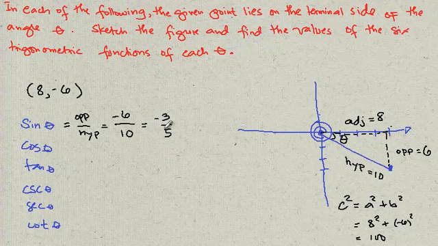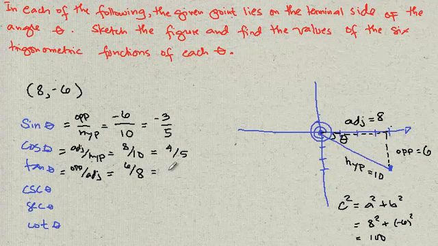How about the cosine? Adjacent over the hypotenuse. In this case, adjacent is 8 and hypotenuse is 10. The 8 is positive, so we have 4 over 5. Tangent is simply opposite over adjacent. The opposite is negative 6 and the adjacent is 8, so we have negative 3/4 after simplifying.